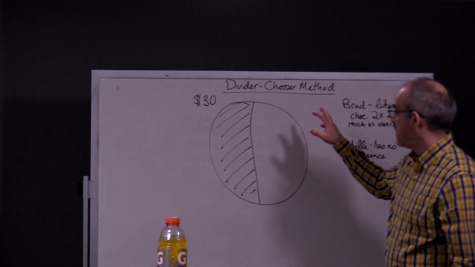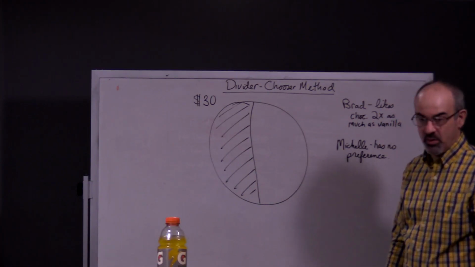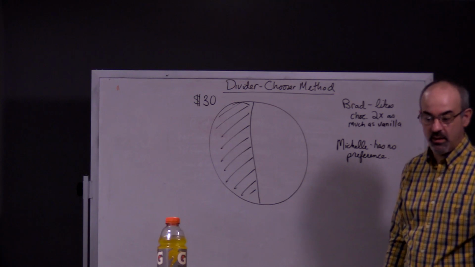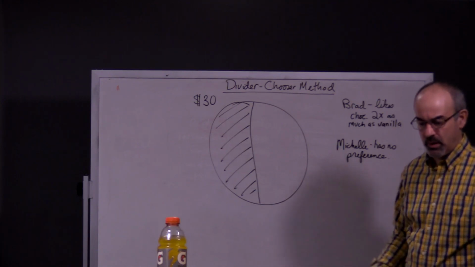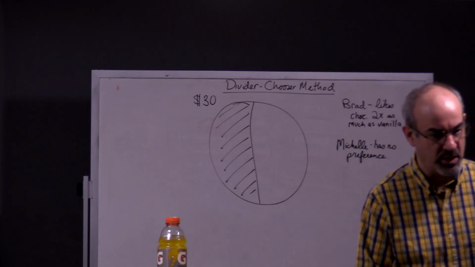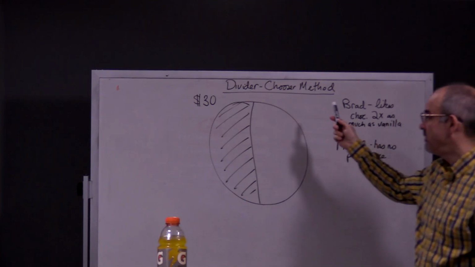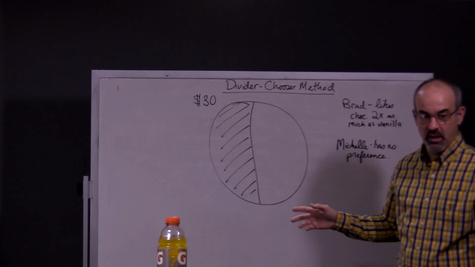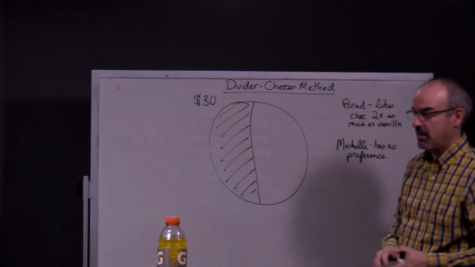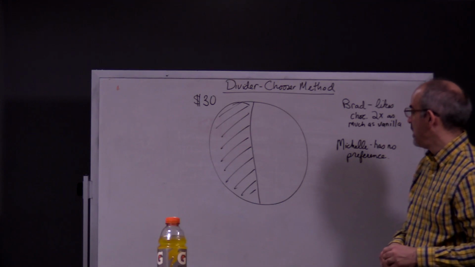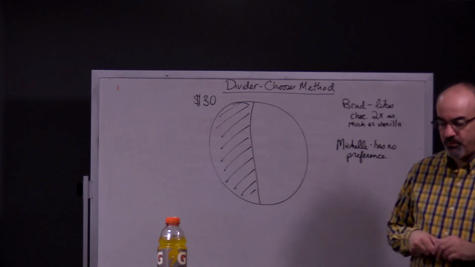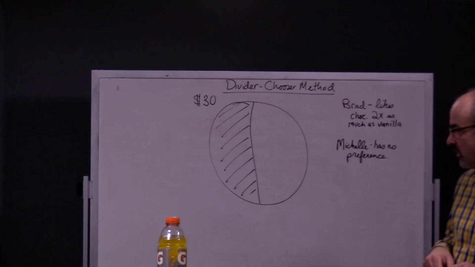Okay, so we're going to do a very simple example of the divider chooser method. There's another example I put a video up for this method. It's a little bit more complicated. It had a plot of land that two people were dividing. But this one, I wanted to put an easier example up too.